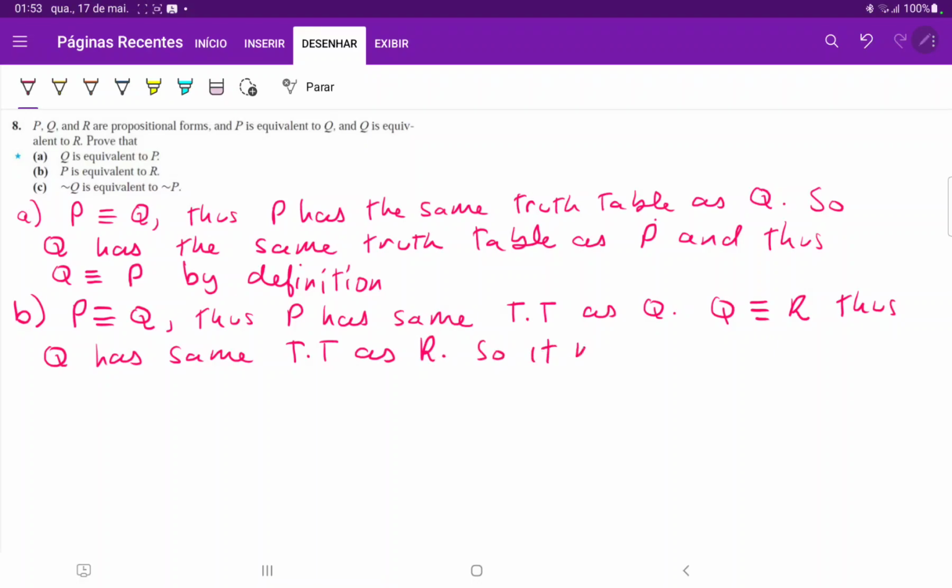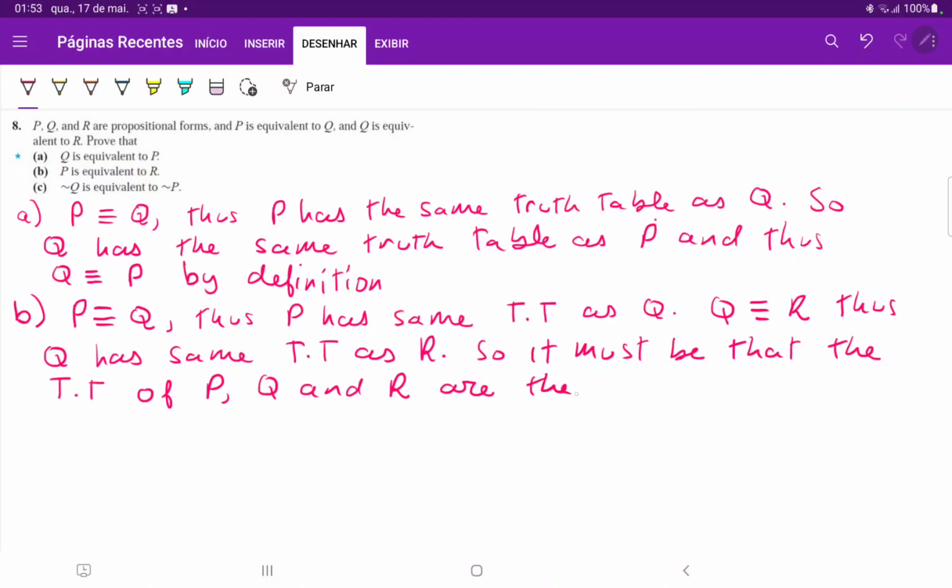So it must be that the truth tables of P, Q, and R are the same, and thus P is equivalent to R by definition.